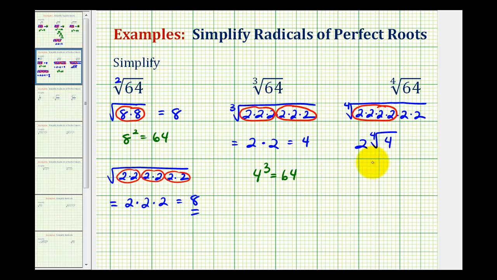So hopefully from these examples, you can see how writing out the prime factorization of the radicand can be helpful when simplifying radicals with different indexes. We'll look at some more examples in the next few videos.